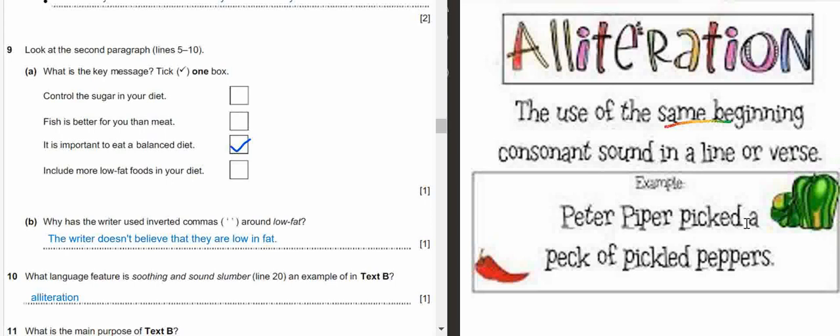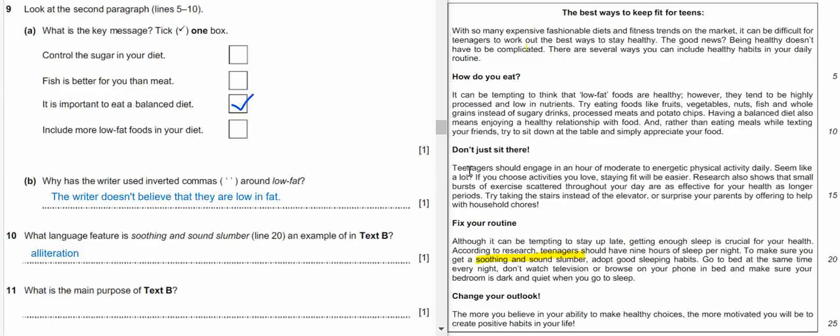Peter Piper picked a peck of pickled pepper. So alliteration is the use of the same beginning consonant sound in a line or verse. So we hope it's clear. Now we move on to question 11. Alright guys, now we are in question 12.